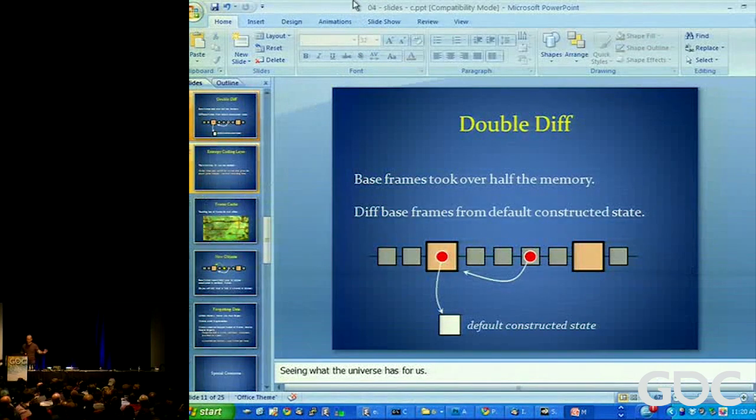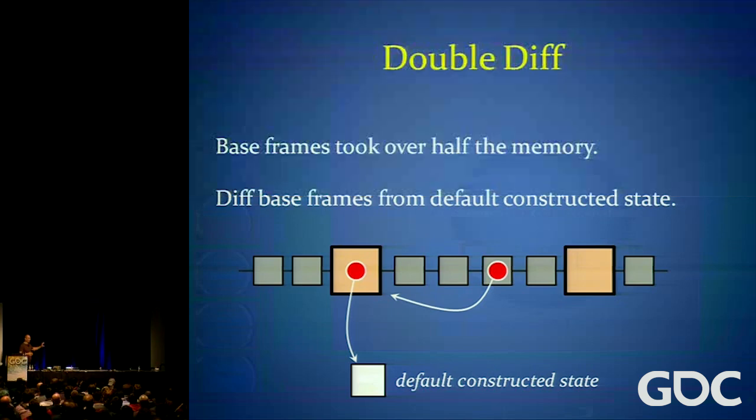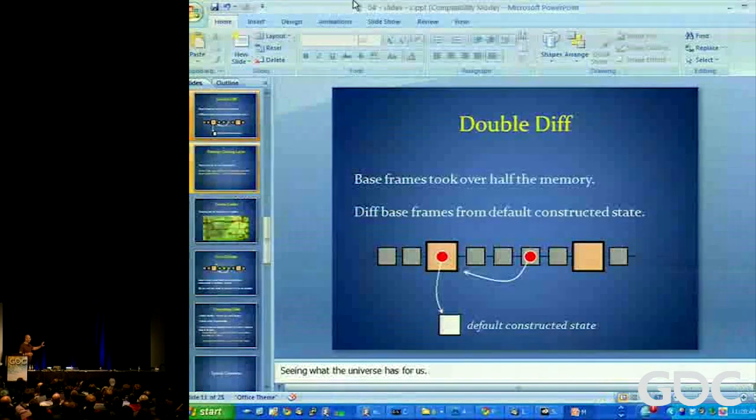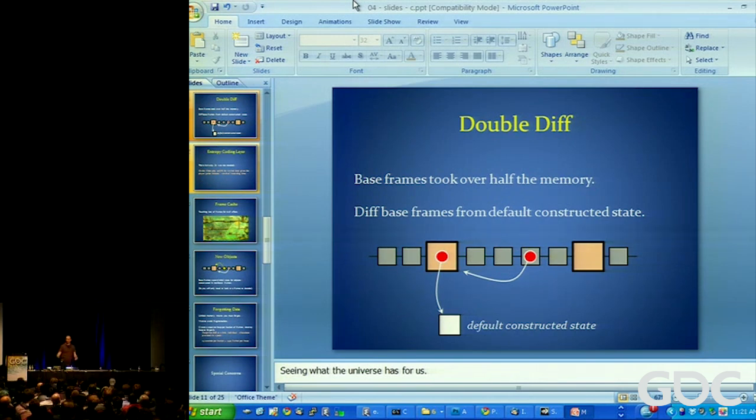So what I found after I did this is that even though it was a massive memory savings, these base frames still took over half the memory. I don't know if this math works out, but whatever. They took about half the memory of the system, right? And the delta frames took the other half. So one frame out of every 120 was taking half the memory. It's obviously ripe for optimization, so what do?